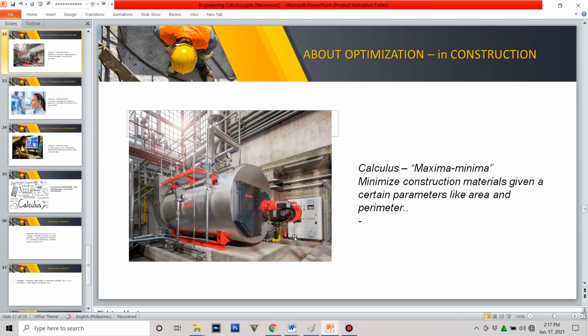Similarly, if we need to construct a boiler out of a sheet material, by maxima minima, it can minimize construction materials given certain parameters like area and perimeter. So this time, our intention is to maximize the area given the sheet material.